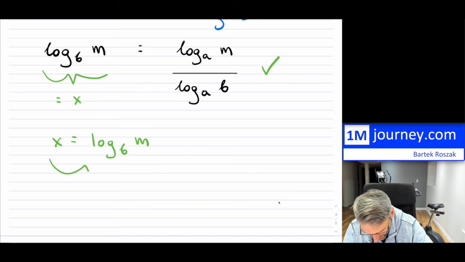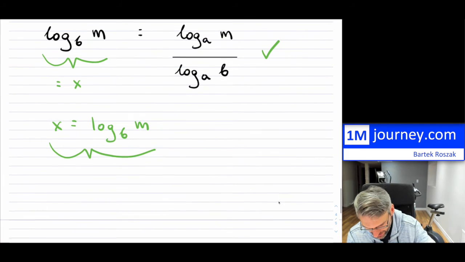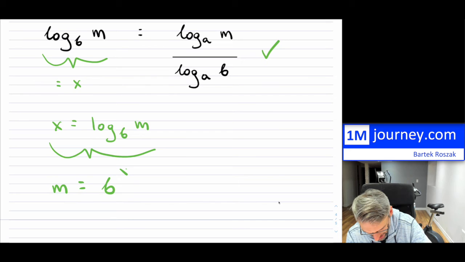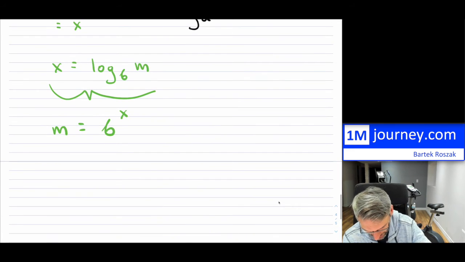Well, because they're equal, I can take the inverse of the exponential, and what that means is I'm going to rewrite this as m equal to your base b to the x. That shouldn't surprise you because these two are equivalent. That's what exponentials and logs are. I'm just taking the inverse back into an exponential. Great.